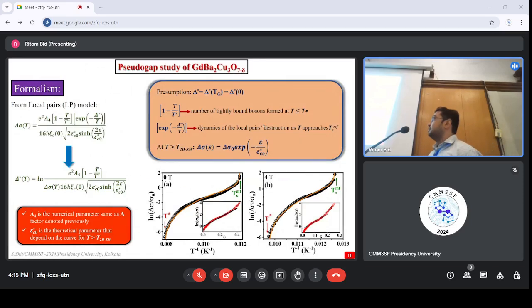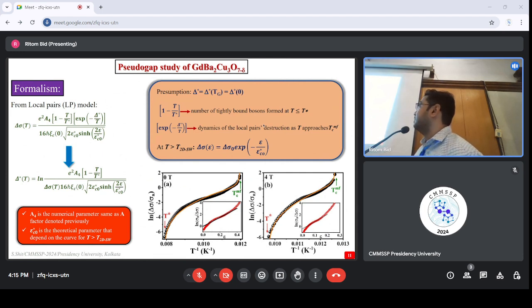Okay. So now we will go to the pseudogap study, and the formalism is like this. This can also be done from the fluctuation study. That's why we have done these things and tried to understand the evolution process. In these equations, the numerator has two terms. This 1 minus T by T star basically defines the number of tightly bound bosons formed at T less than or equal to T star, whereas the exponential term takes care of the dynamics of the local pair destruction as T approaches TCMF. So to understand this pseudogap parameter, delta star T, we need two constants. One is called A4, another is called epsilon C0 star.